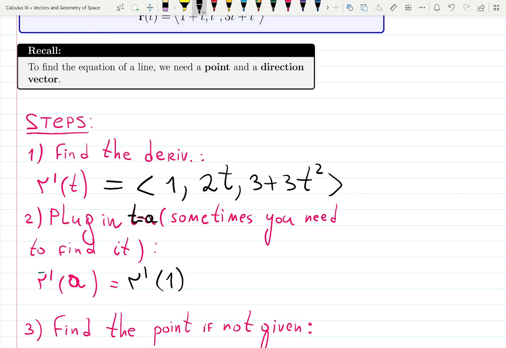r prime at 1 will be, so again, t is 1. 2 times 1 is 2. 3 plus 3 is 6. So you see, this used to be m, the slope. We used to have slope as a number, say 55, and 55 would say, oh, this curve is 55 units steep. Or this one is 75.3 steep. Oh, it goes like this. It may be negative, then it goes down. In this case, it's a vector. It's pointing 1, 2, and 6. And that gives you steepness. How interesting is that?